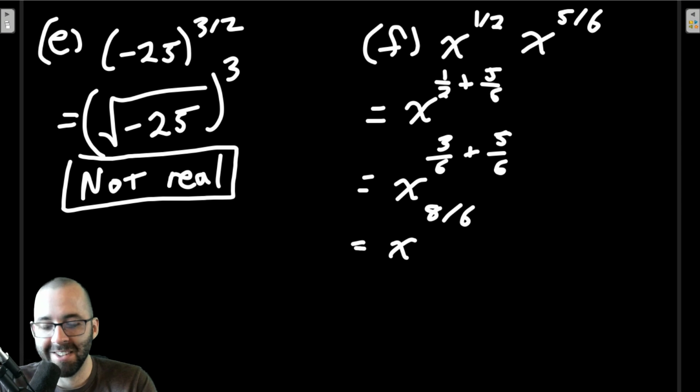Sorry, I was adding extra consonants to that word. And then we just reduce. Always remember to reduce your fractions if possible. 8 over 6 is the same as 4 over 3.